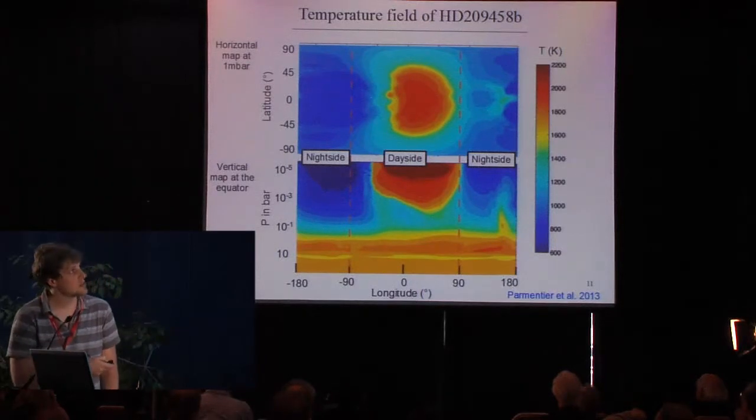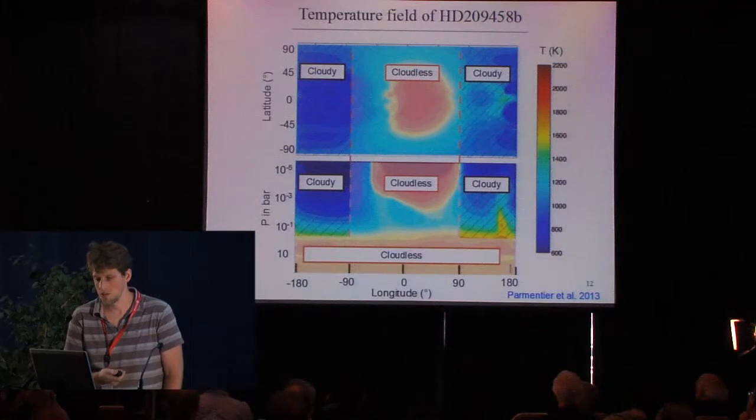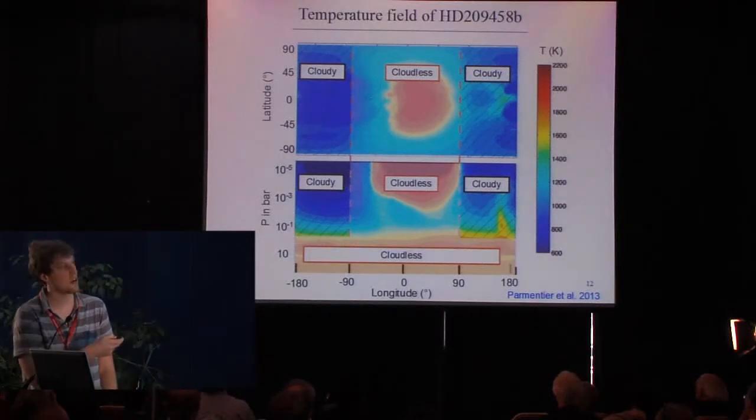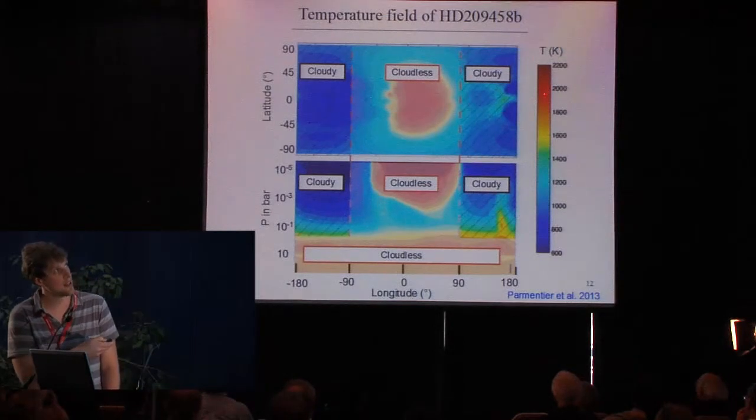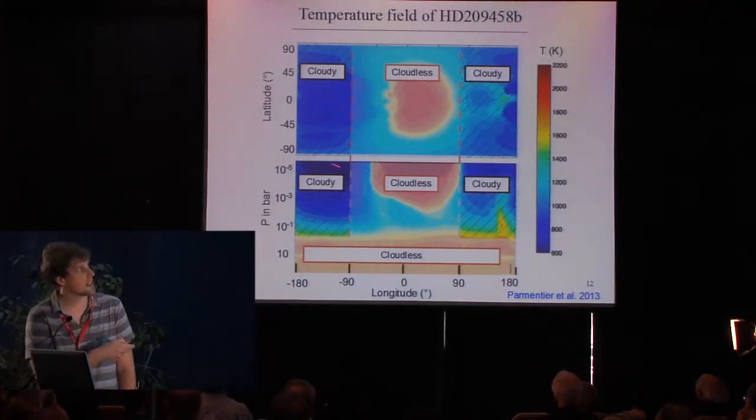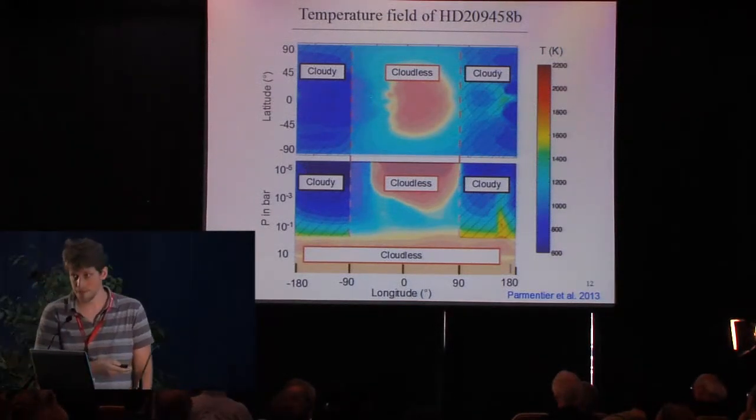The first and most simple cloud model that you can try to put inside your model is to say, the day side is hot, the night side is cold, so what do I expect? I expect no clouds on the day side. It's too hot for clouds. It can be up to 2000 degrees, whereas on the night side, it should be cloudy.